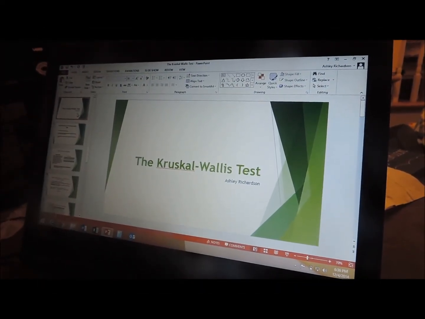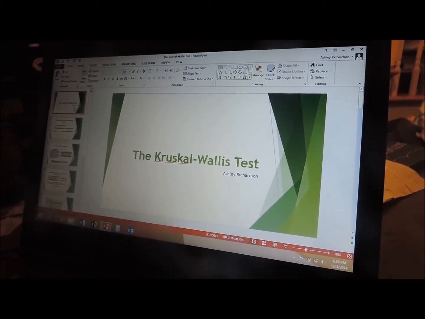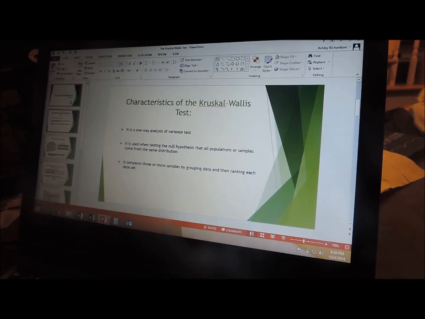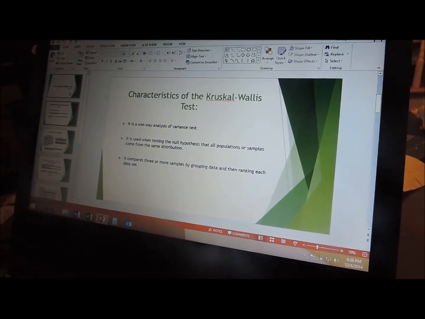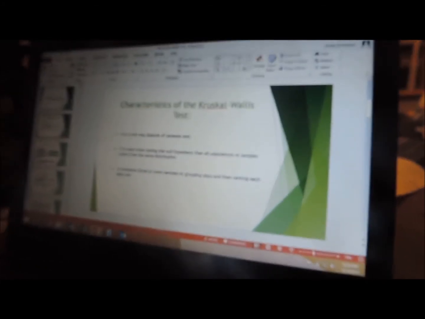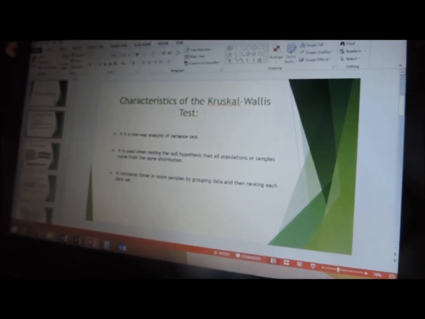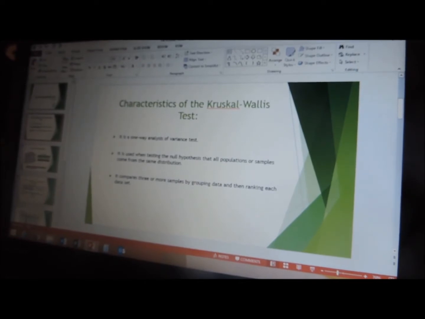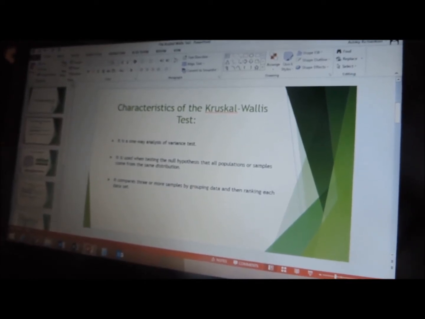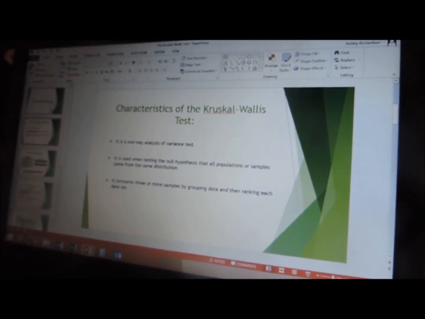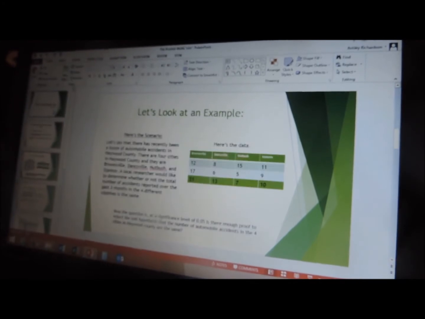Okay, my name is Ashley Richardson, and I will be discussing the Kruskal-Wallis test. Let's look at some of the characteristics of the Kruskal-Wallis test to begin with. It is a one-way analysis of variance test. It is used when testing the null hypothesis that all populations or samples come from the same distribution, and it compares 3 or more samples by grouping data and then ranking each data set.